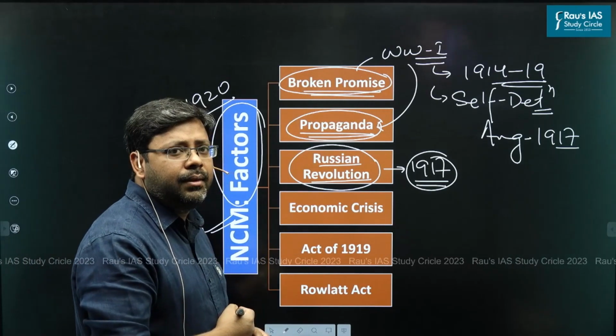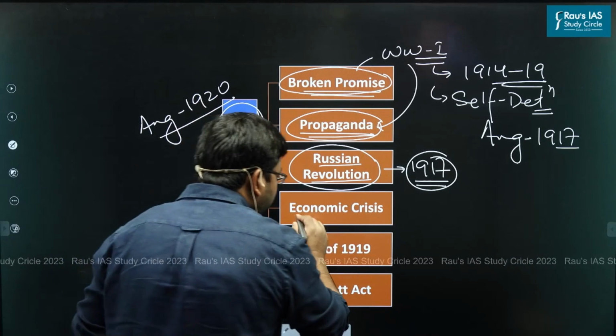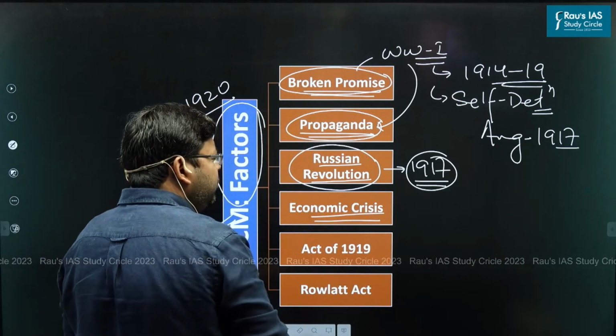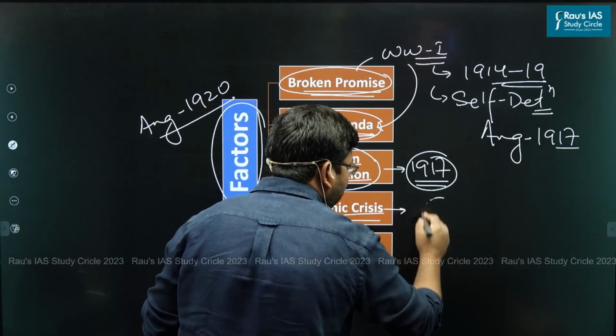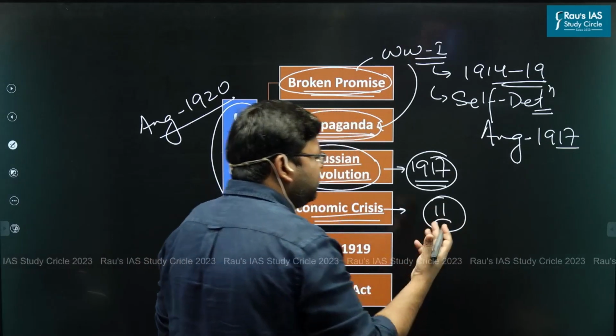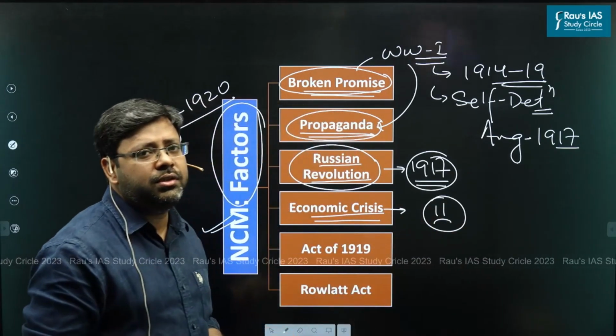Above all, you will find that the First World War had created a huge economic crisis, and in this crisis-like situation, the British had diverted huge resources away from India.